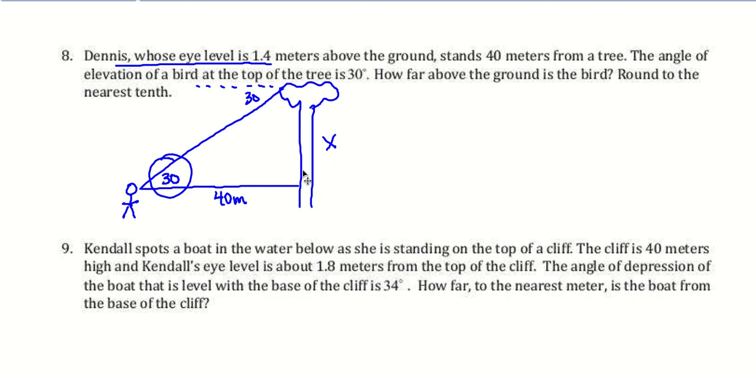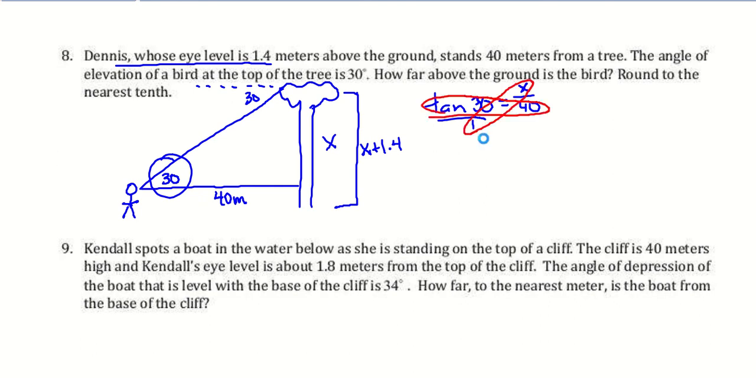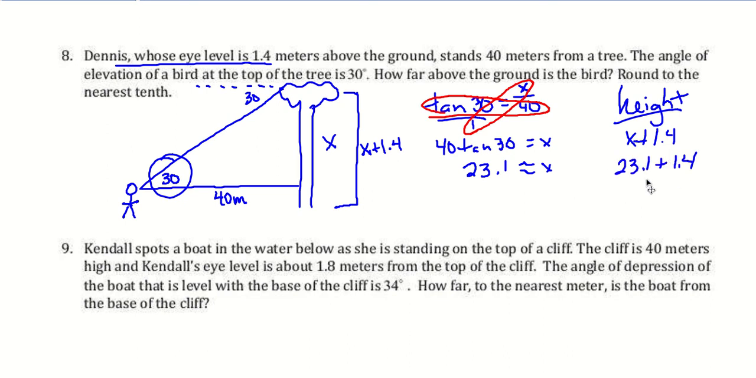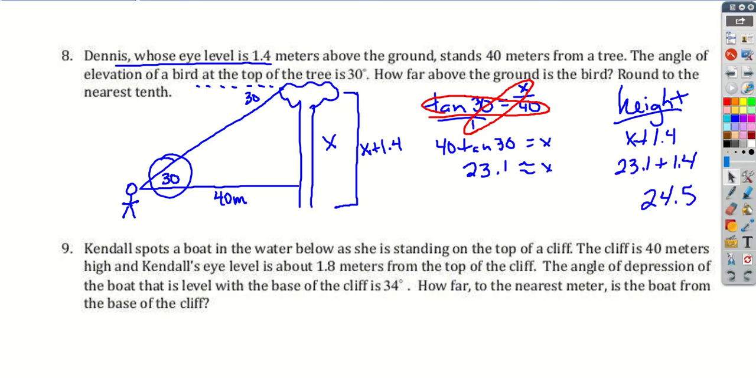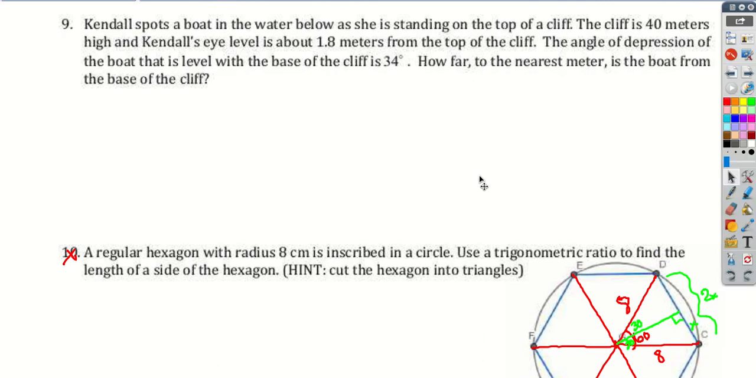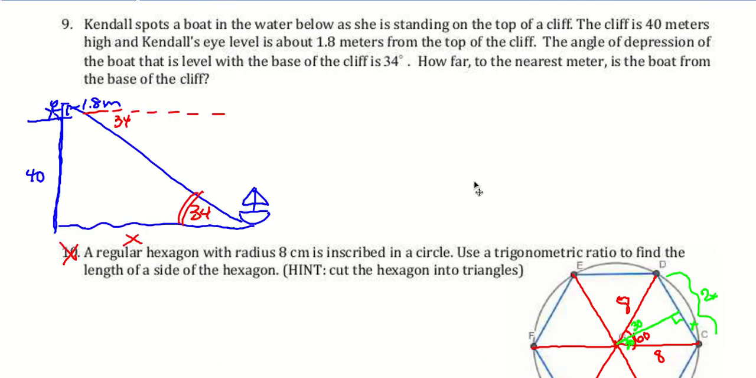So what we need to do is figure out the distance from his sight line to the bird, and then add that 1.4 from his sight line down. So if we use our angle and our two sides, we're going to use some trig. So we have opposite and adjacent. So we're going to do the tangent of 30 is equal to x over 40. And then because we're looking for a side, we're going to go ahead and cross multiply. So 40 times the tangent of 30 is equal to x. This gets typed in the calculator. It rounds to 23.1 to the nearest tenth. And then to do the height, we have to add 1.4 into x. So 23.1 plus 1.4 is 24.5.